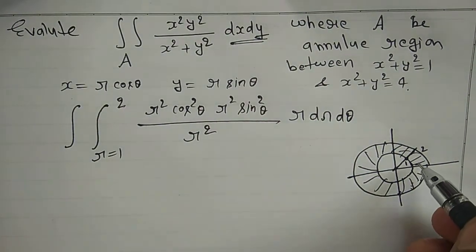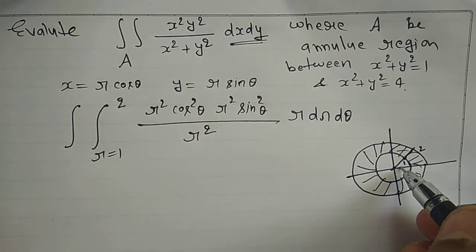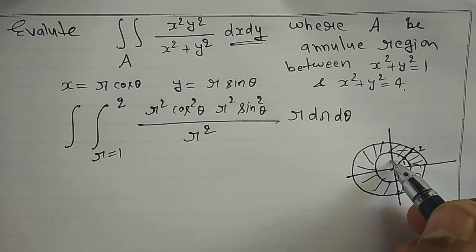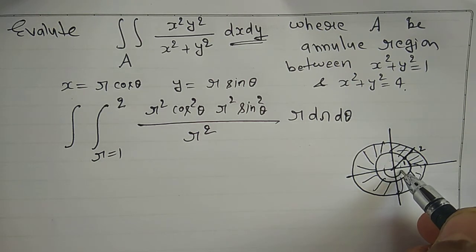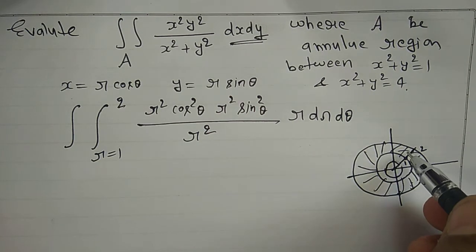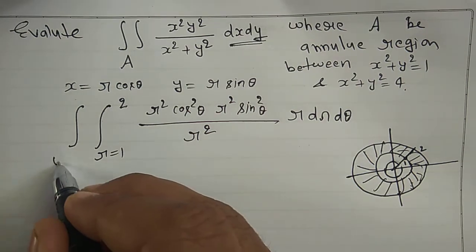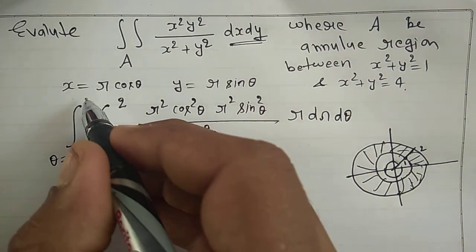And theta means, this is the whole circle. If you start from theta 0, pi by 2, pi, 3 pi by 2 and 2 pi, the whole circle. So our region is the whole circle where theta varies from 0 to 2 pi. So theta equal to 0 to 2 pi.